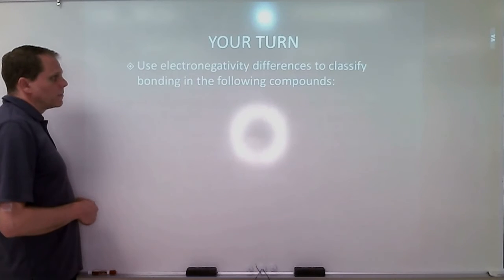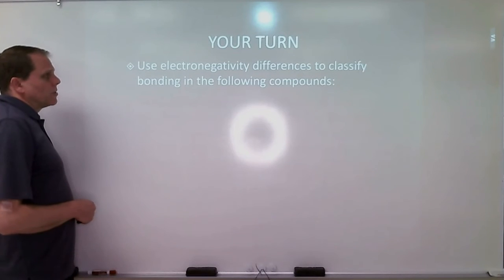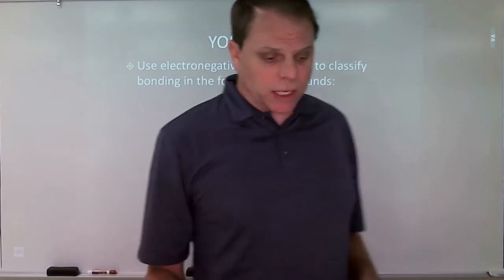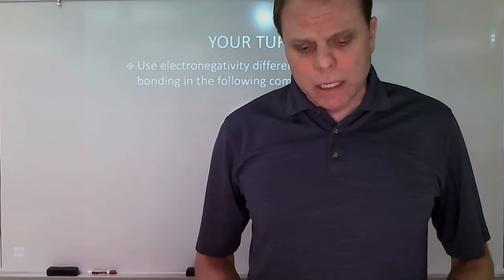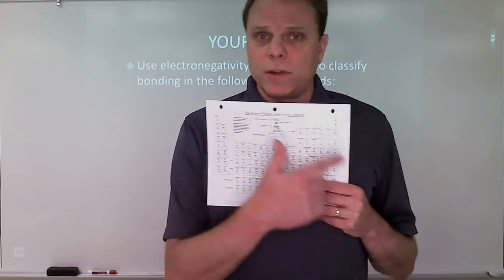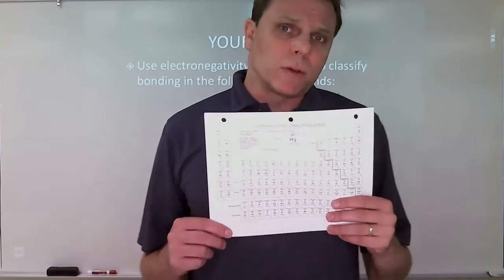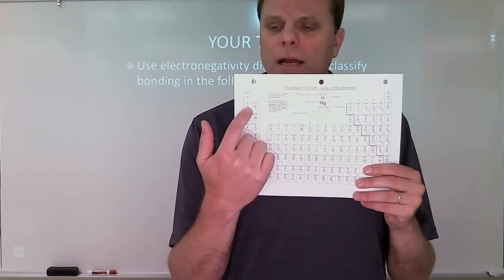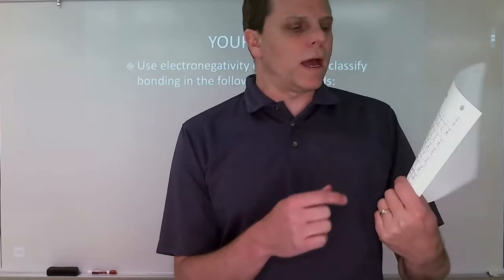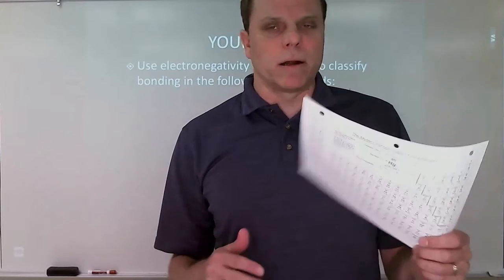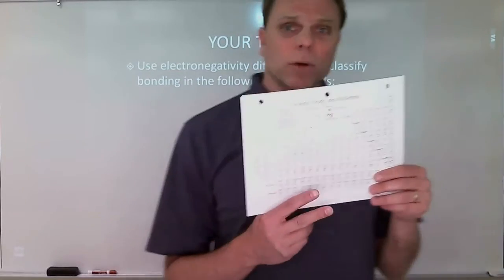All right, so let's see if you can figure this out. It says use the electronegativity differences to classify bonding in the following compounds. Now, in order to do this, you're going to need a periodic table that has electronegativities on it. And one of the ones that I've given you in your resources section of the classroom is this periodic table here, and it's got little numbers underneath, okay?